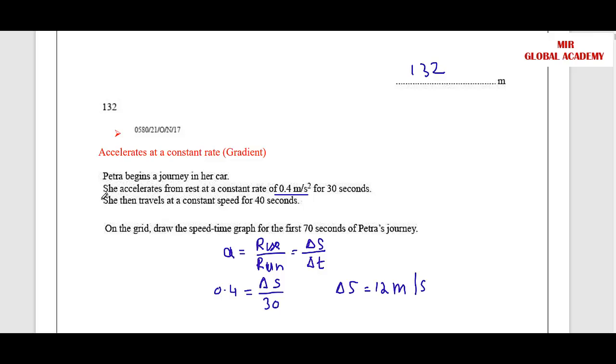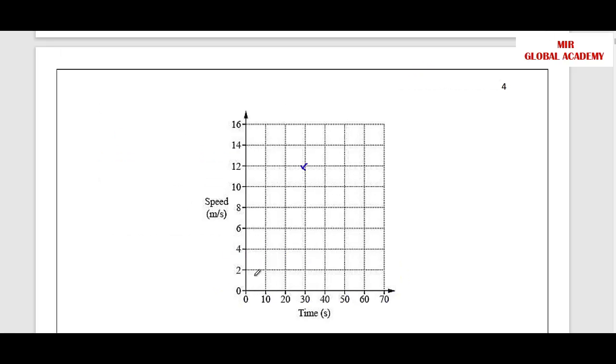So Petra's speed is increasing, and it reaches from 0 to 12 meter per second in 30 seconds. So she will be here in 30 seconds. Because it is accelerating at a constant rate, the graph will be a straight line.